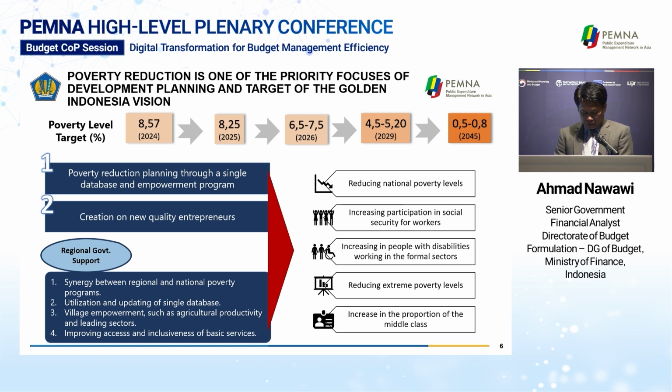Poverty reduction target. Reducing poverty remains one of the core priorities of Indonesia's development strategy. The government has set ambitious poverty targets: around 6.5 to 7.5% in 2026, 4.5 to 5.2% in 2029, and below 1% in 2045. These targets are aligned with the Golden Indonesia Vision 2045. Achieving this goal requires not only economic growth, but also effective and well-targeted social protection programs.